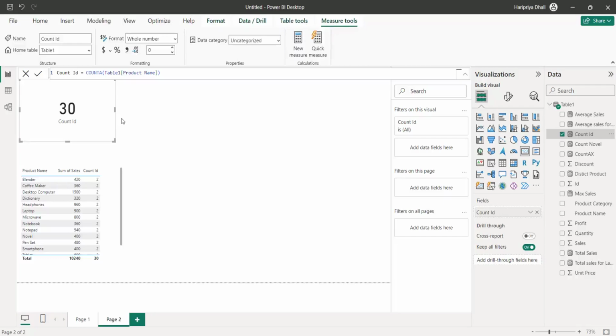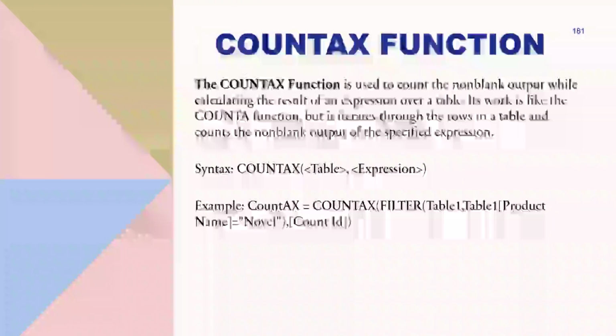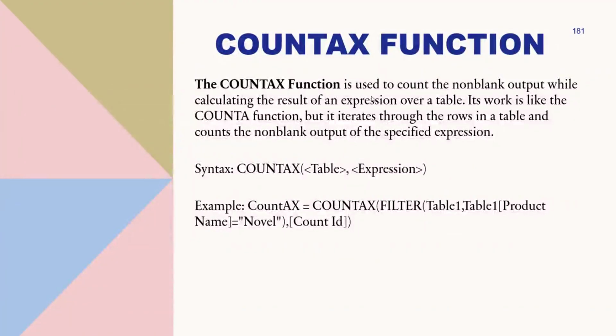Now let's move forward to our next function. Next is our COUNTAX function. This function is used to count the non-blank output while calculating the result of an expression over a table. It works like the COUNTA function, but it iterates through the rows in a table and counts the non-blank output of the specified expression. This function accepts two parameters, that is table and the expression. You can see the example here.